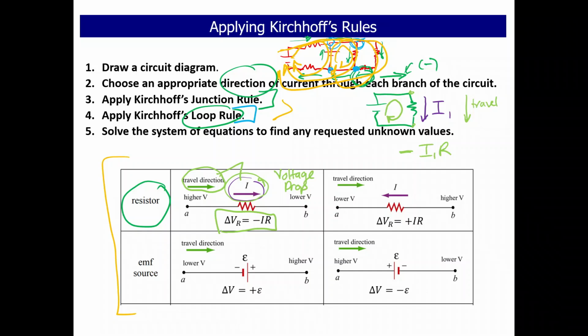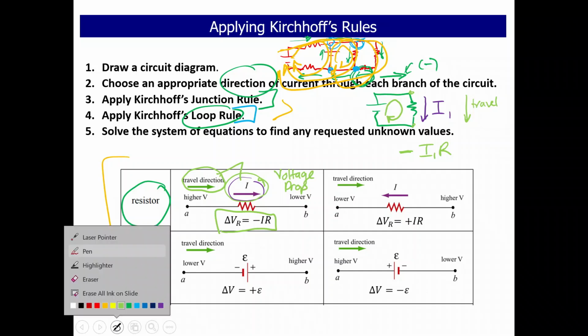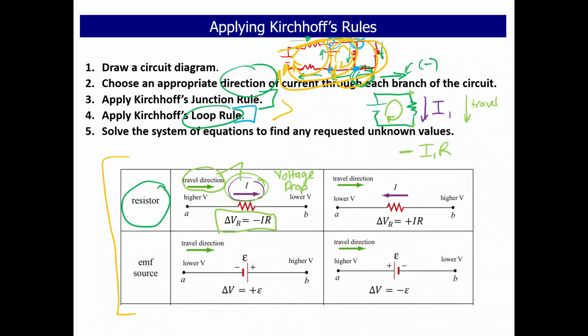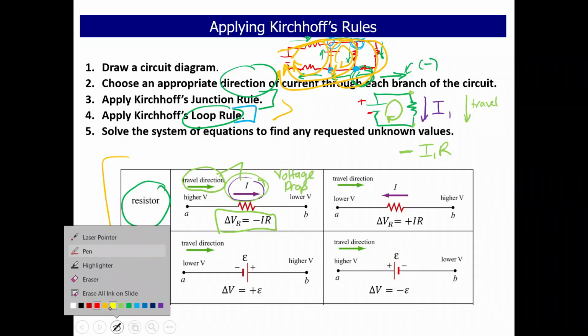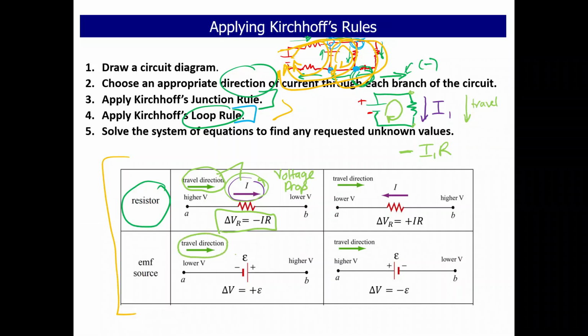Now, if I look at an EMF source, I'm going to skip the right side here for a sec because the left side is how things usually are. If we've done everything right, and there's nothing funky going on, this is how it'll work. With a power supply, remember the short line is the negative and the long line is the positive. If my travel direction goes from negative to positive, then my power supply is a voltage rise. And I would write positive E. Remember that E is for EMF.